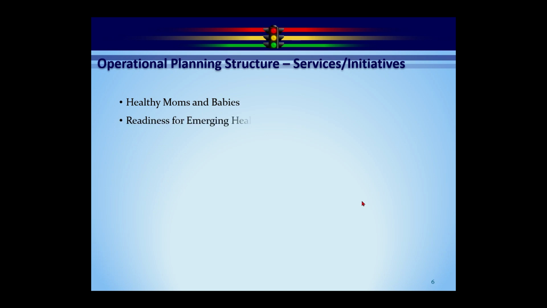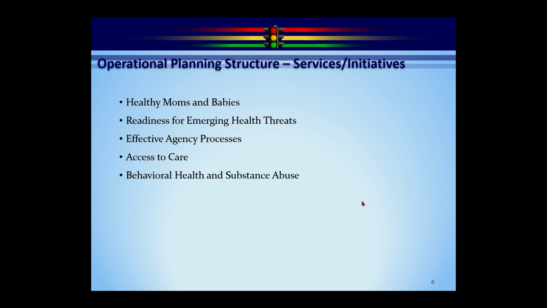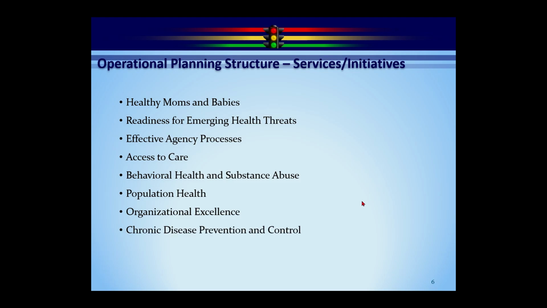Here's some examples. Readiness for emerging health threats. Effective agency processes. Access to care. Behavioral health and substance abuse. Population health. Organizational excellence, chronic disease prevention and control, health disparities, and today we'll use the example of tobacco cessation again. So again, if you look at these, this is just a container for a set of plans that are going to get us to whatever we're trying to accomplish here.